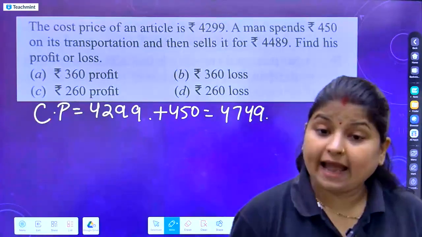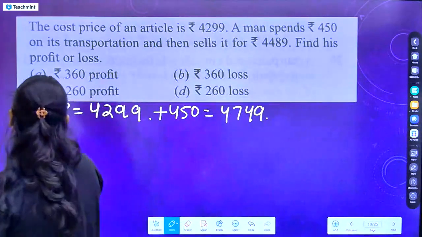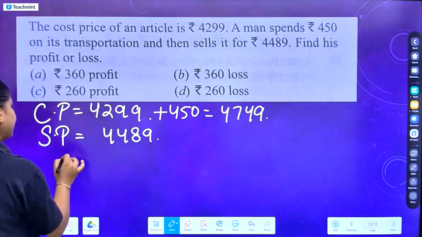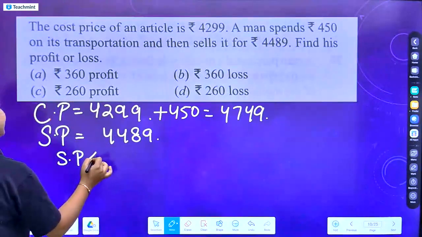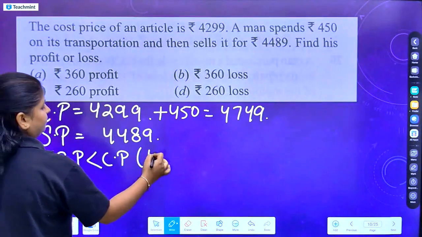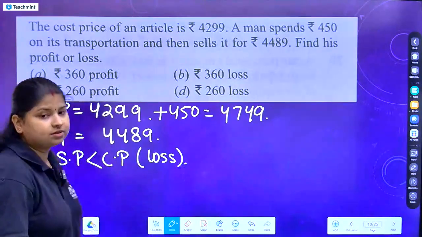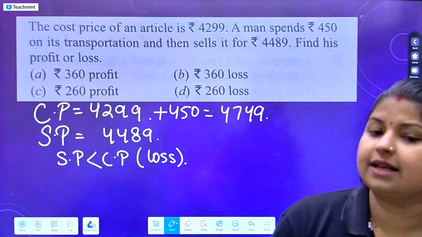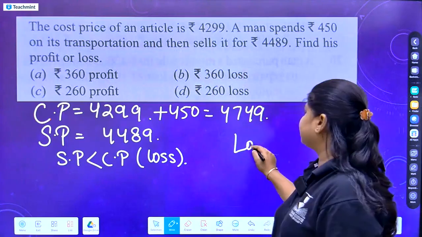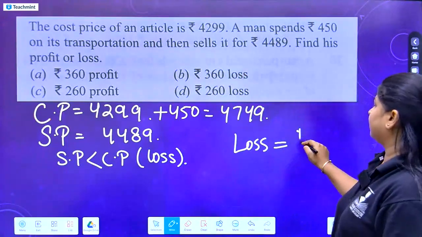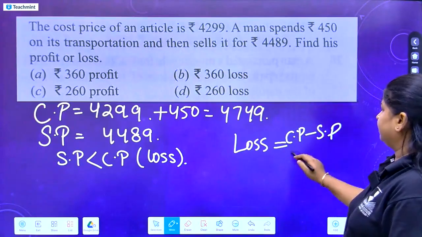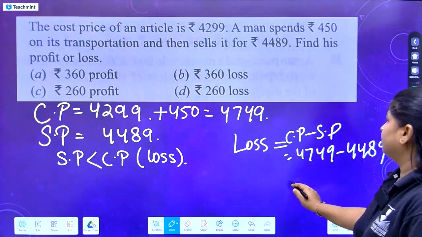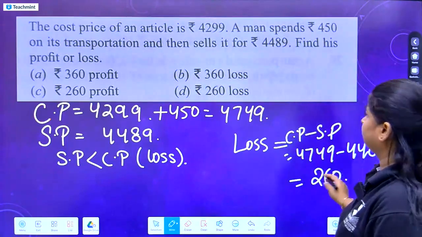Right? And my selling price is 4,489. Selling price is less than the cost price, so I will have loss. And loss ka formula, I know it's what? CP minus SP. 4,749 minus 4,489, you will have 260 rupees. Option D.